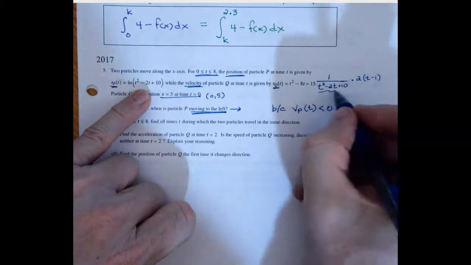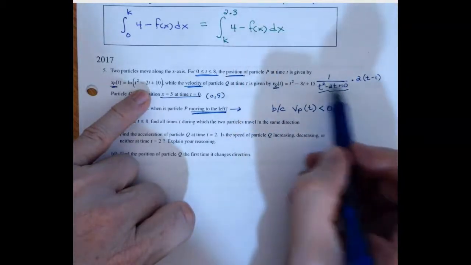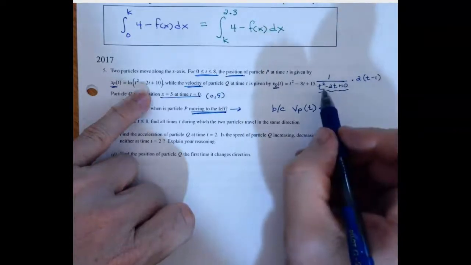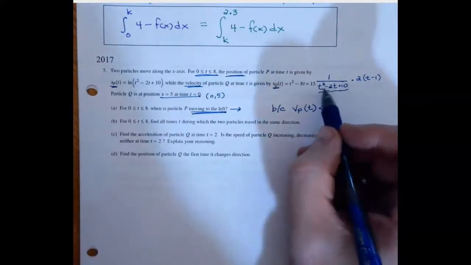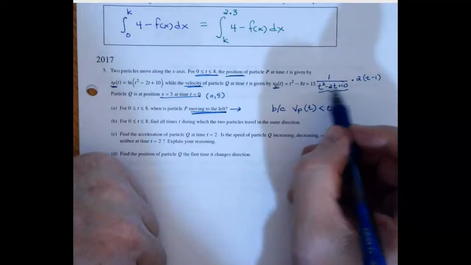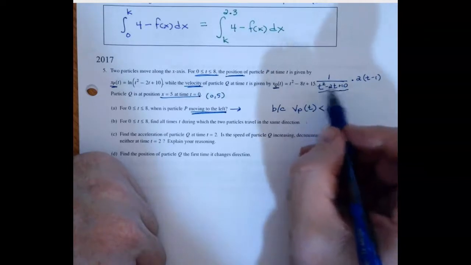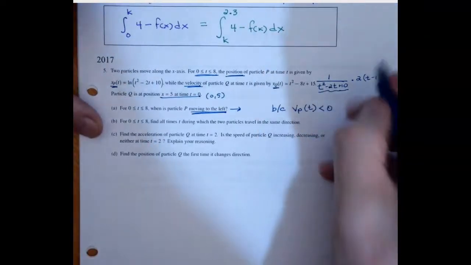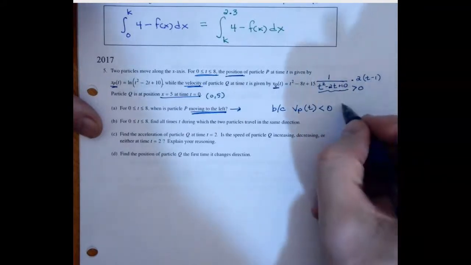Now if you look at this from 0 to 8, this is always going to be positive. Because we have this plus 10 here, if you plug in 0, it's 10. If you plug in 1, that's going to be 9. If you plug in 2, it's going to be 10. Once you start plugging in 3, 4, 5, 6, this is bigger than that. So this is always positive, and all we have to do is look at that part.